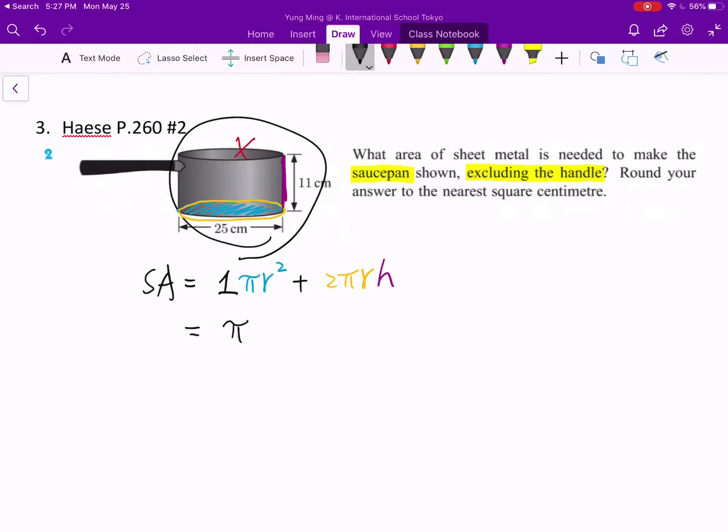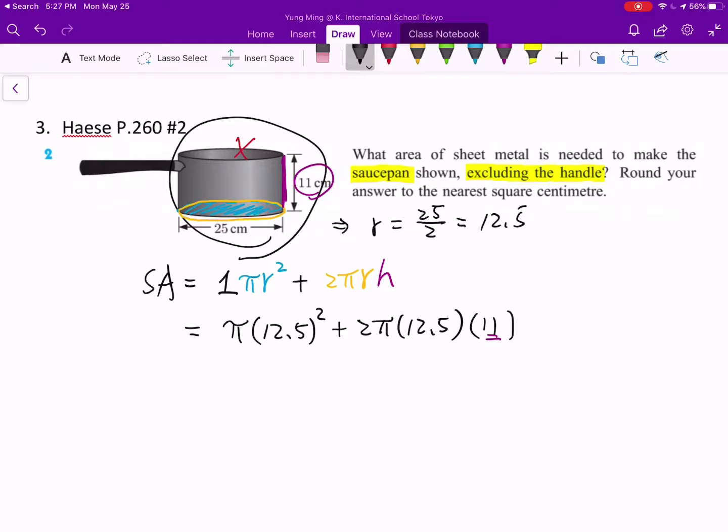In this case, by the way, they're telling you the diameter again, so we need to convert that. Our r is equal to 25 over 2 equals 12.5. So pi times 12.5 squared plus 2 pi 12.5, H is 11, just this guy over here. You punch everything in, you will get 1355 centimeters squared. And that's it for this question.